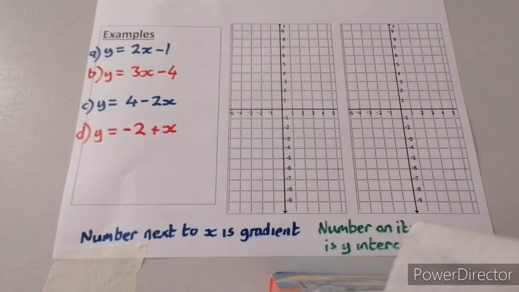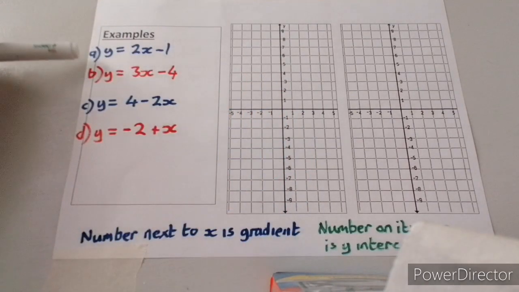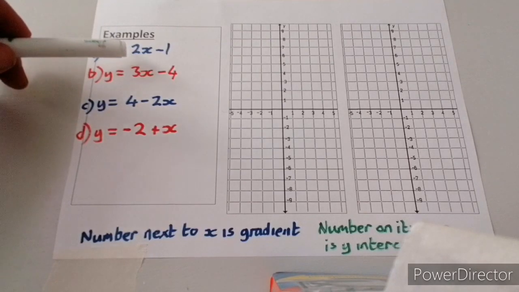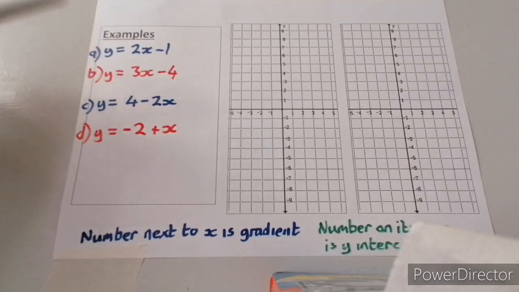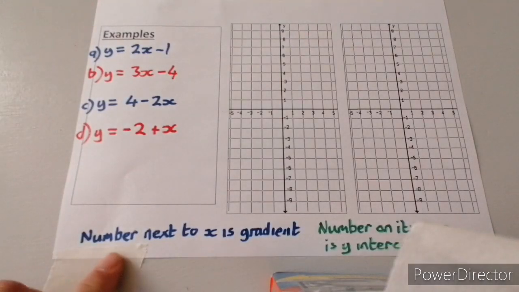Okay, so we've got four equations here that we're asked to draw lines of, and they're in the format that we're used to, which is y equals, and then 2x minus 1, y equals 3x minus 4, etc. Now we could do tables of values of these for all our x values from -2 to 3, but there is a quicker way to draw these. And I've made some notes just on the bottom of the page here.